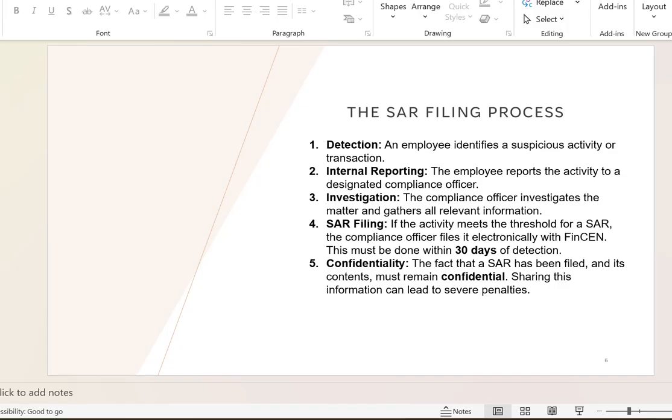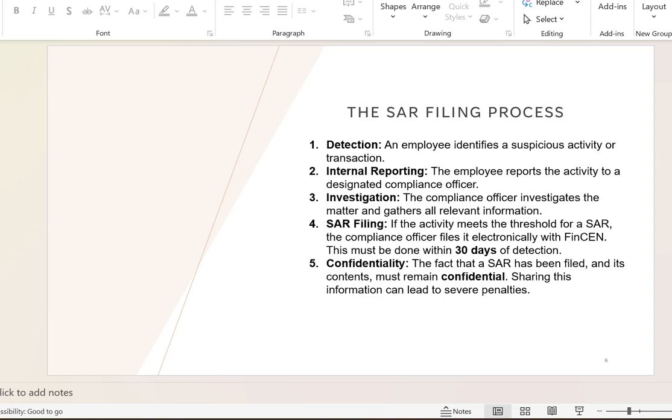And then if the compliance officer identifies that this is a suspicious activity, or he is not satisfied to mark the transaction as a false positive, then it meets the threshold for a SAR, and the compliance officer will electronically file the report to the financial intelligence unit or the FinCEN organization within 30 days. There is a requirement that if we identify such a transaction, we need to file the suspicious activity report to the financial intelligence unit or the central bank within 30 days.